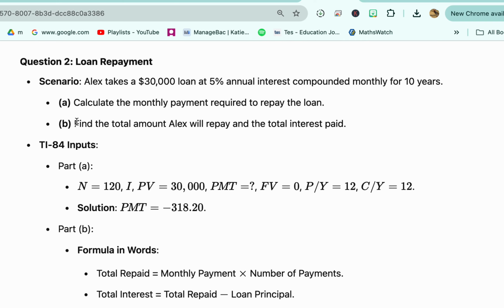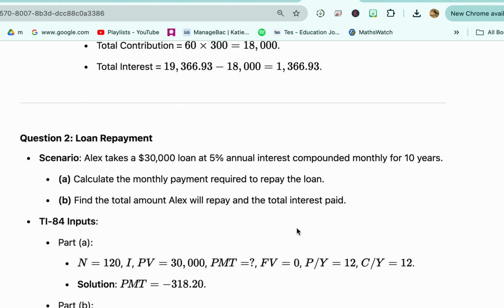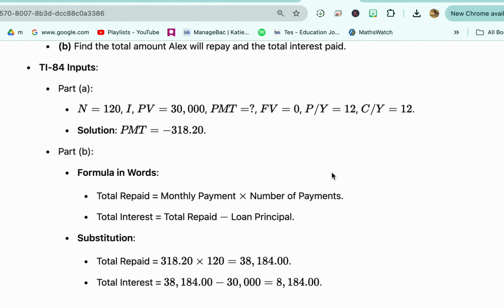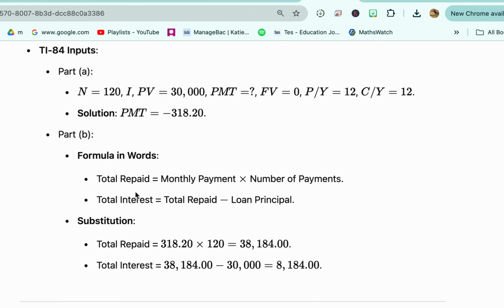Now, the total amount he will repay and the total interest paid, very similar to the other 2 formulas. So total repaid is going to be the monthly payment times the number of payments. And you can see that this is exactly the same as this, but it's written in different terminology. And this one is total repaid minus loan principal. So once we've worked out the total repaid, we just substitute this into the second formula, and then we minus it from the original PV, which is 30,000.